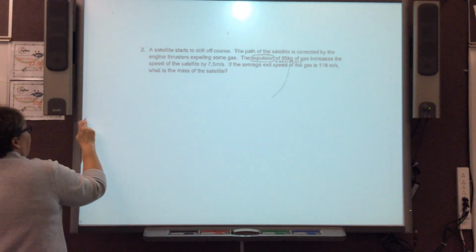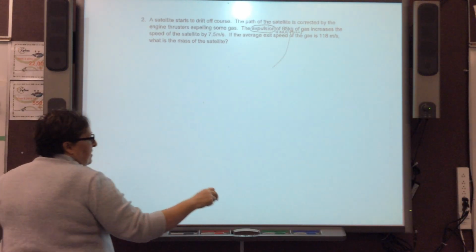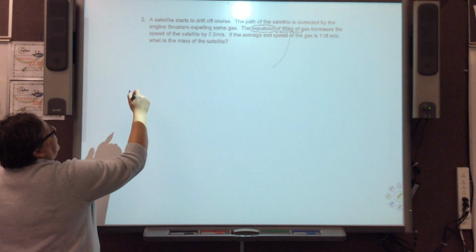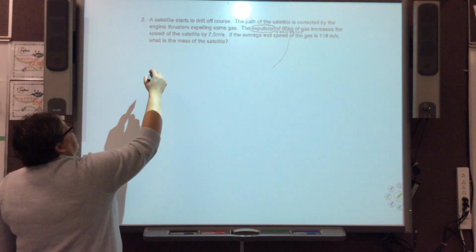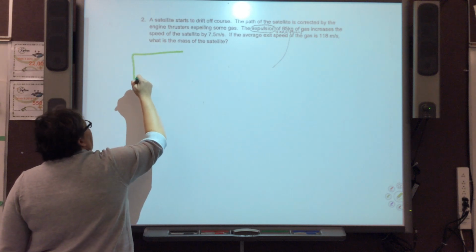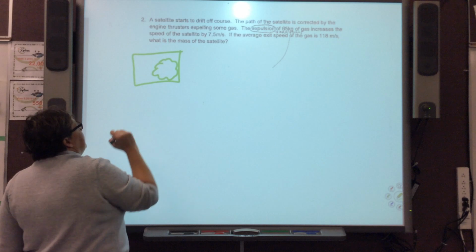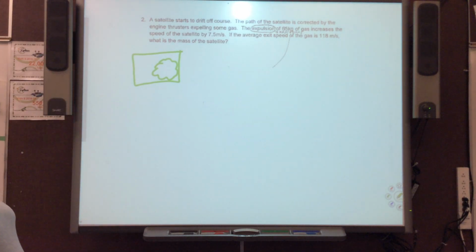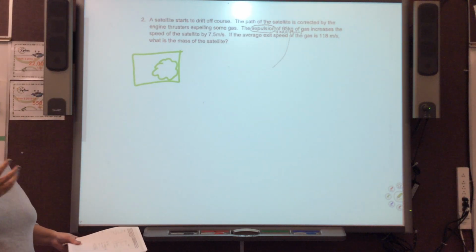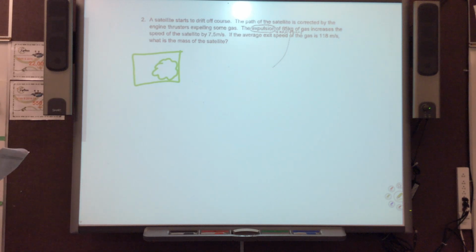So what we're looking at here is that we have a satellite that has engine thrusters in it. So here's our satellite, and here's our engine thrusters inside of it. Okay? It's got like gas tanks or like oxygen tanks inside of it. Okay? Fuel tanks, that's the word I'm looking for. The expulsion of 65 kilograms of gas increases the speed of the satellite by 7.5 meters per second.